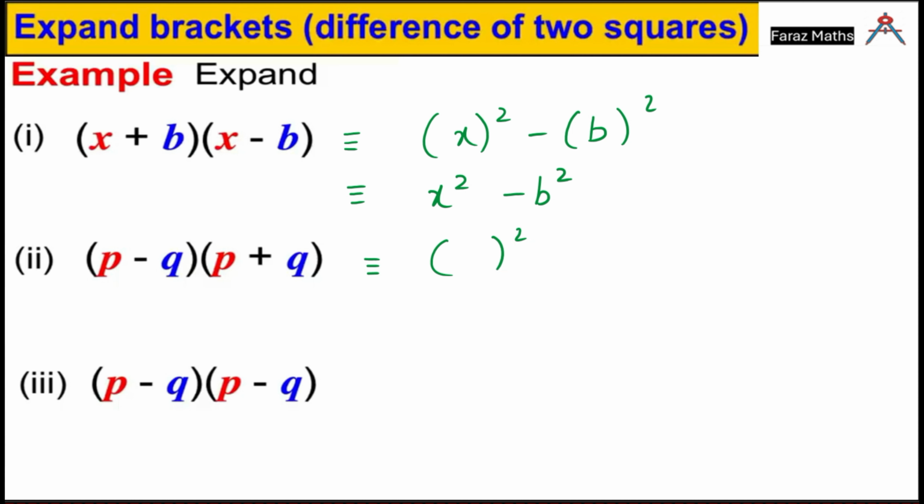Next one, p minus q, p plus q. So first term square minus second term square, and that is p square and q square. P square minus q square.